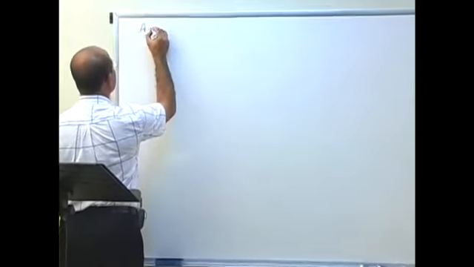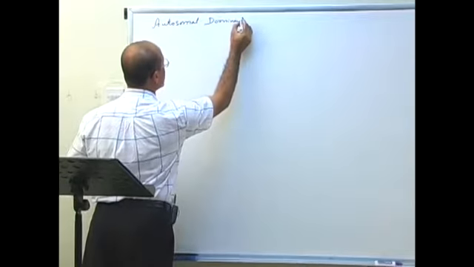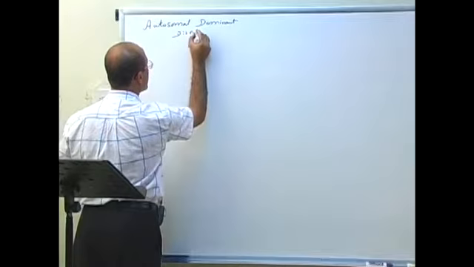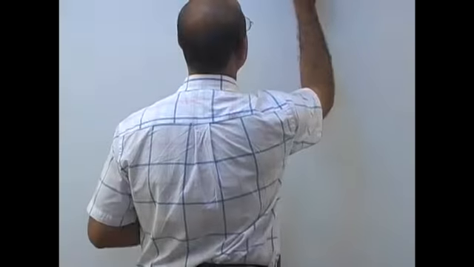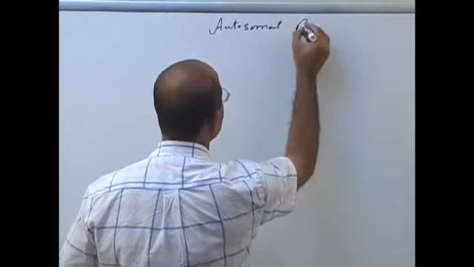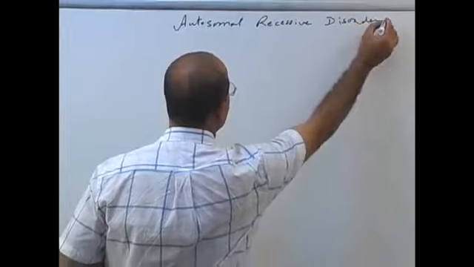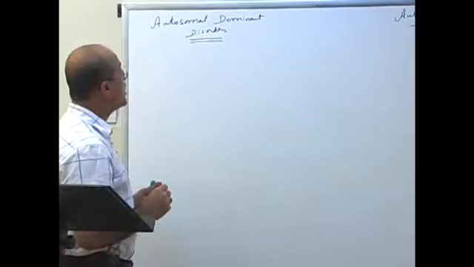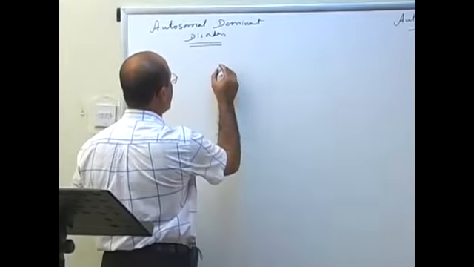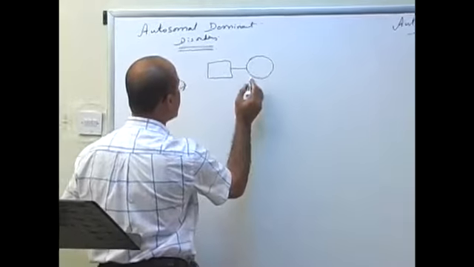Right? Now we are going to talk about autosomal dominant disorders. We have laid down, I hope, enough foundations, and we will also discuss autosomal recessive disorders. Now, in autosomal dominant disorders, let's suppose there is a man here and he marries this woman.